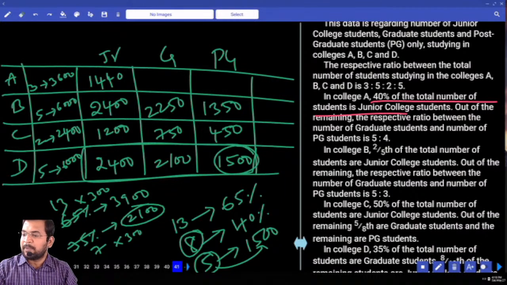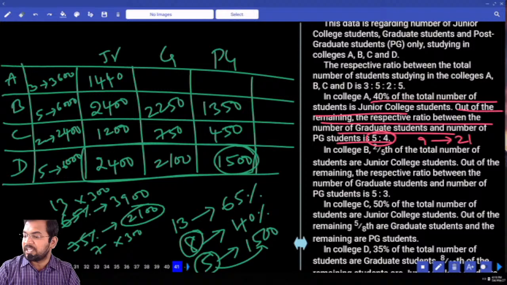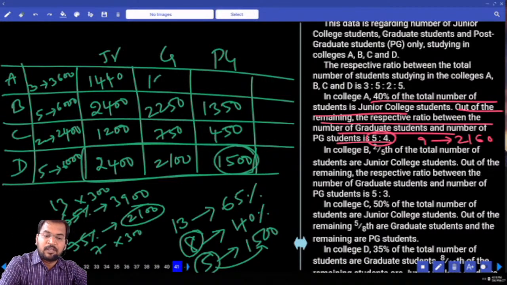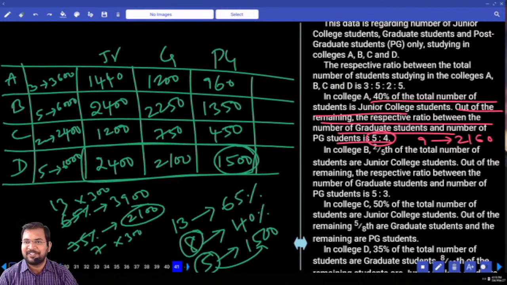Next, out of the remaining students, the respective ratio between graduates and postgraduates is 5:4. How many remaining students are there? If you subtract 1440, the remaining students are 2160. That 2160 is 9 parts. 9 parts is 2160, so each part is 240. 5 parts is 1200. 4 parts is 960. Once you fill this diagram, the questions are very easy for you.